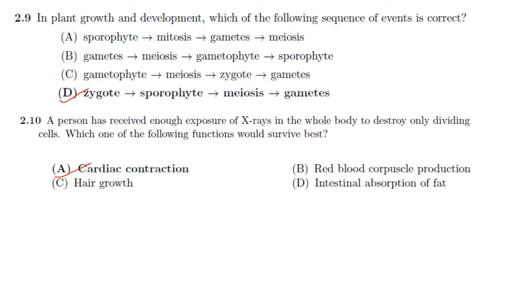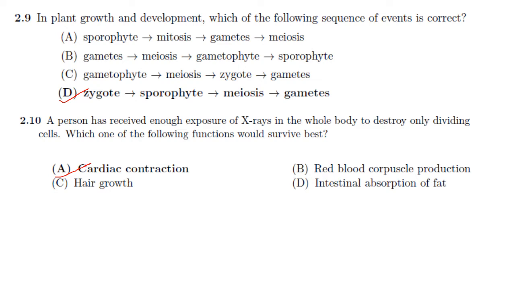Next one. In plant growth and development, which of the following sequences of events is correct? Sporophyte, mitosis, gametes, meiosis. Gametes, meiosis, gametophyte, sporophyte. Gametophyte, meiosis, zygote, gametes. Zygote will produce sporophyte. The spores will undergo meiosis and form the gametes. So option D is correct.